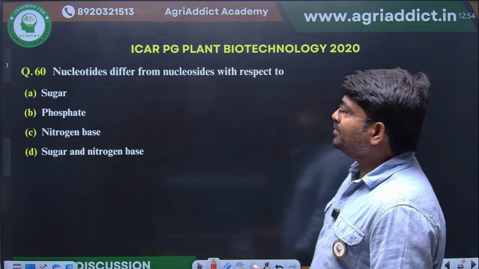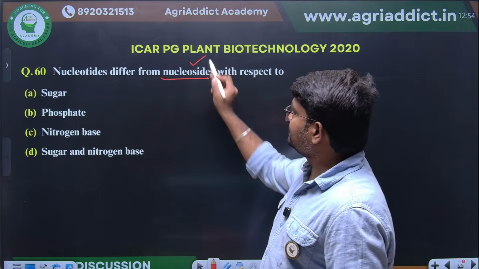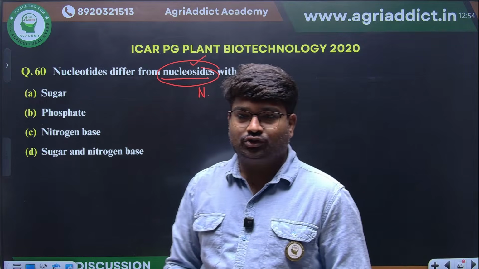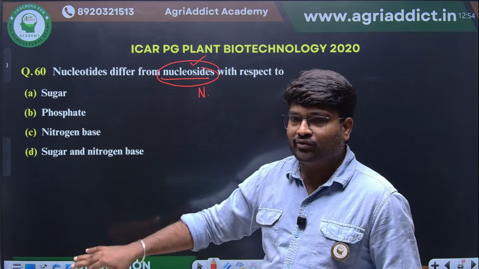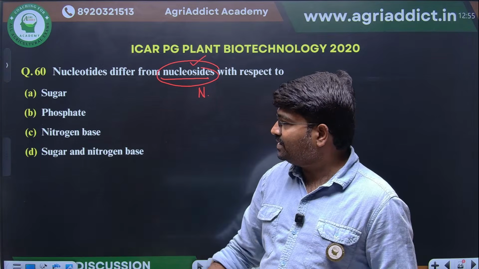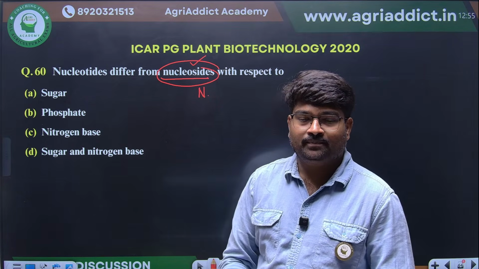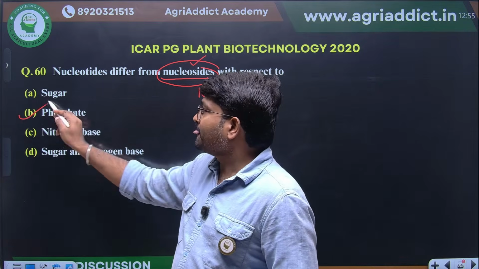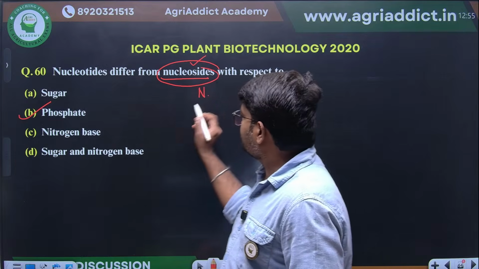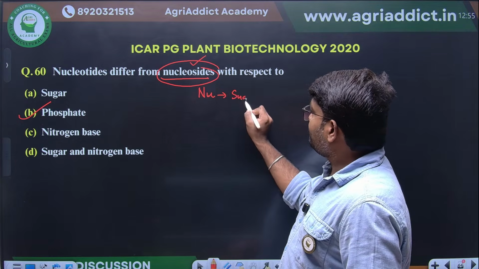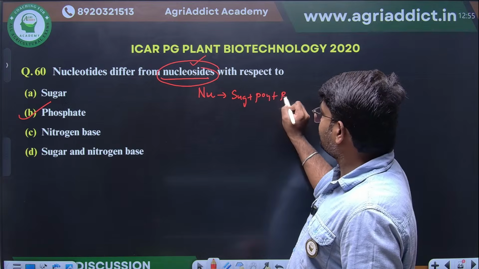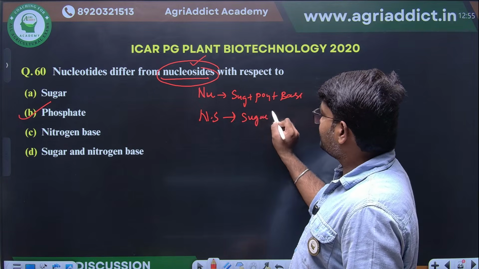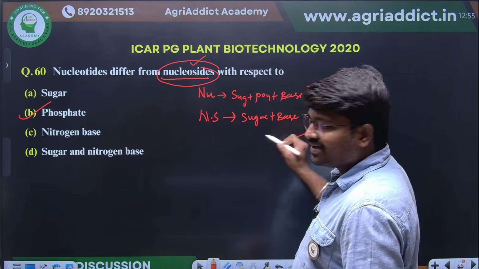Nucleotides differ from nucleosides with respect to what? Whether the sugar will be different, or the phosphate will differ, or the nitrogen bases will differ, or sugar and nitrogen base will differ. What will be the answer? Yes, very good. Phosphate. Nucleotide means sugar plus phosphate plus base. Nucleoside means sugar plus base. I hope this is clear. They asked this in 2019 also.